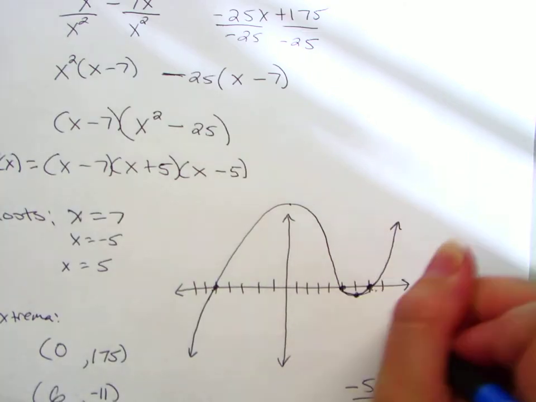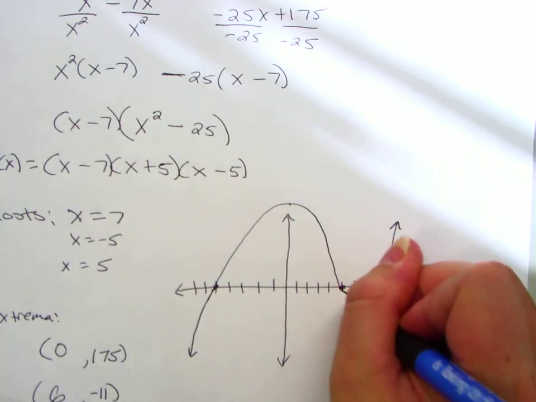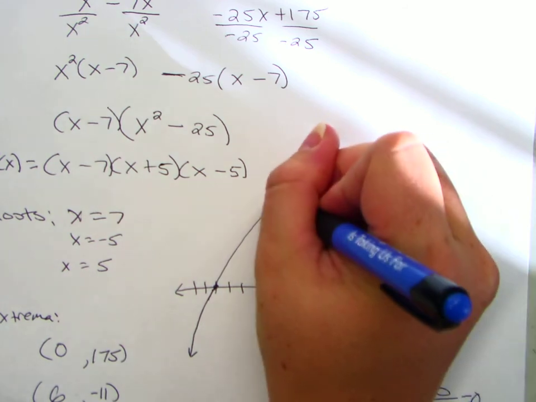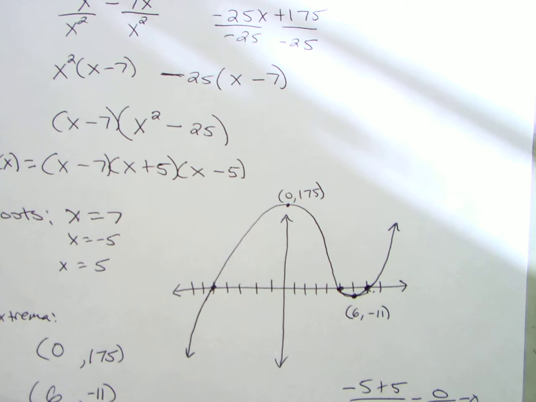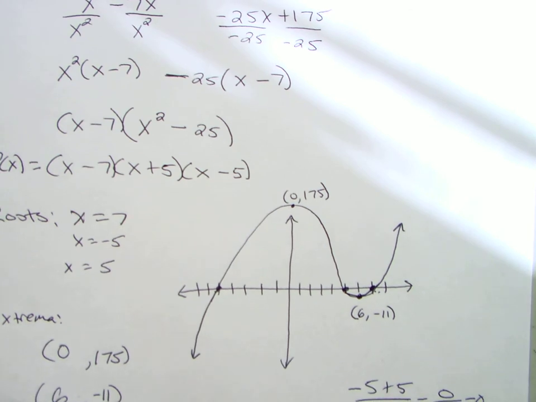Last thing. It's good to put these points in: 6, negative 11, and 0, 175. It helps with figuring out your increasing, decreasing. I'm noticing some people having trouble with that.